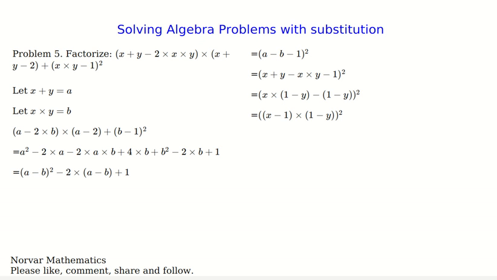The square of the product is equal to the product of the squares. Equals (x - 1) squared times (1 - y) squared. This question uses two substitutions and two perfect squares.